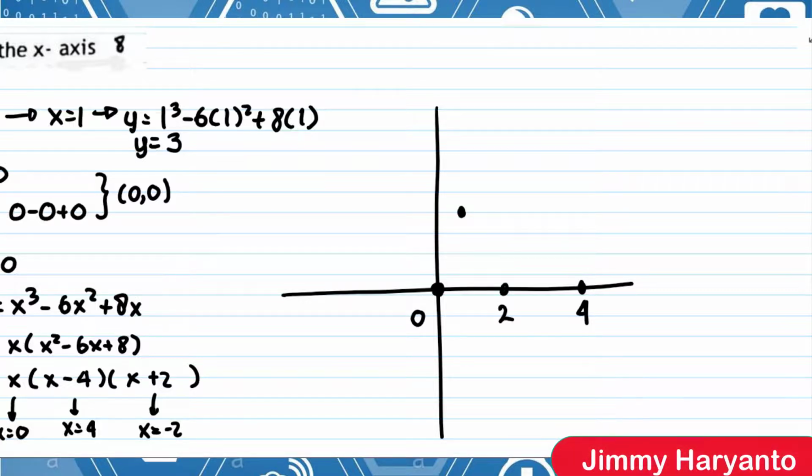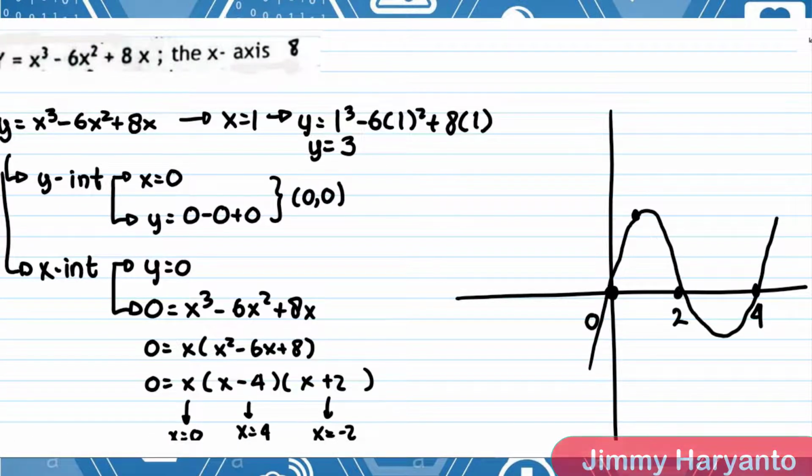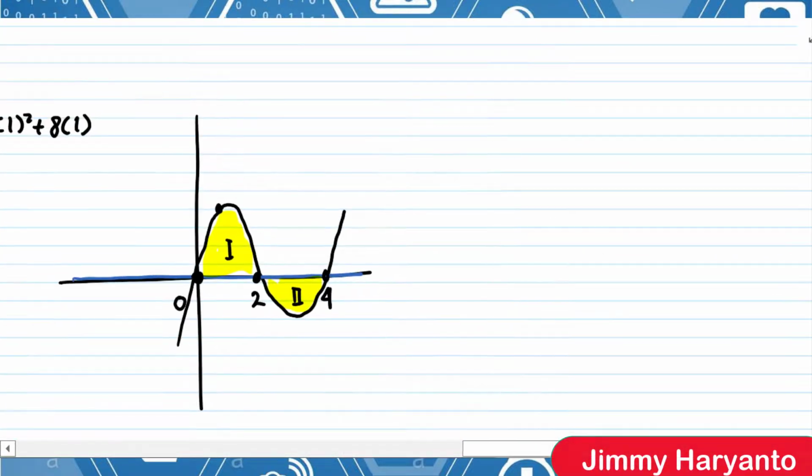Yeah, so the shapes will be like this. Okay, like that. So the next thing is the x-axis. The x-axis is this one. That means the area will be this region and also this region. So we have two regions, area 1 and area 2.